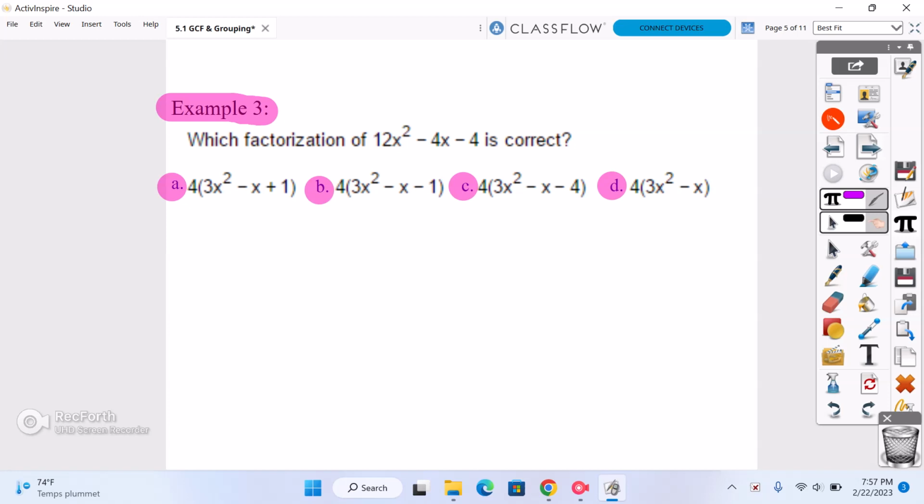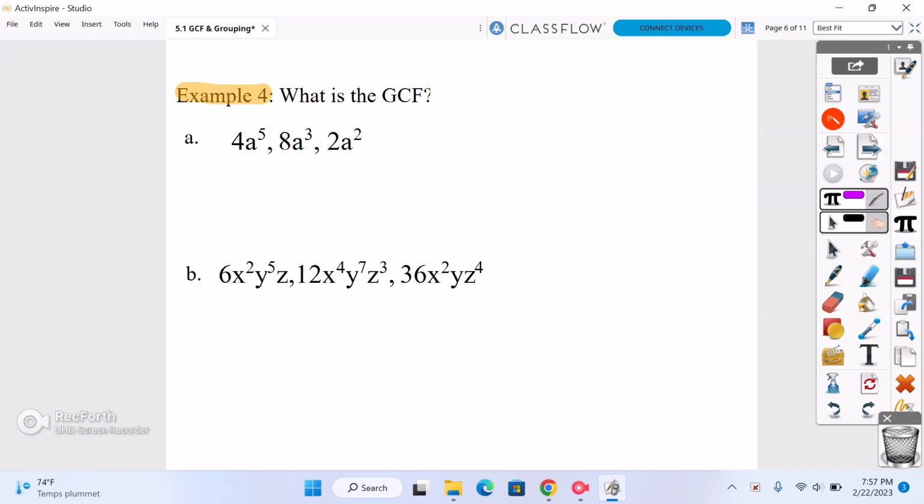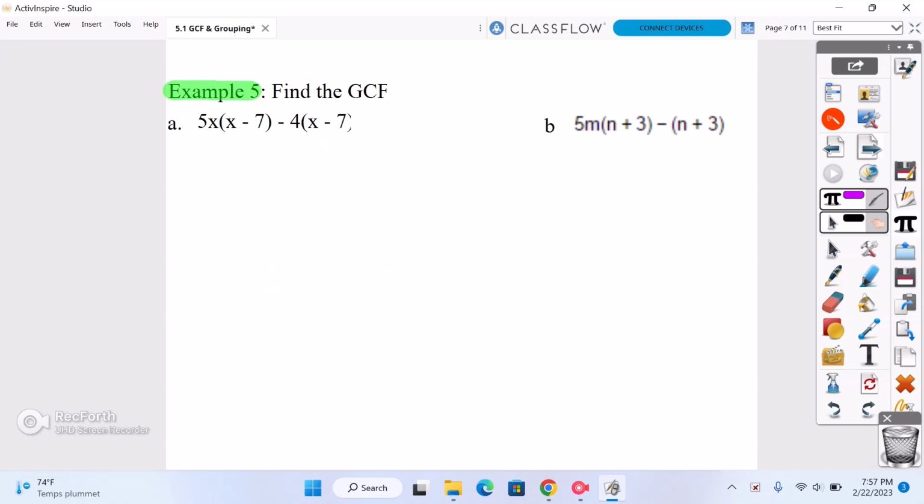I will post the worked out examples of all these slides in the agenda page for Unit 5. And so you can go through and try all of these examples and check the answer key for those.